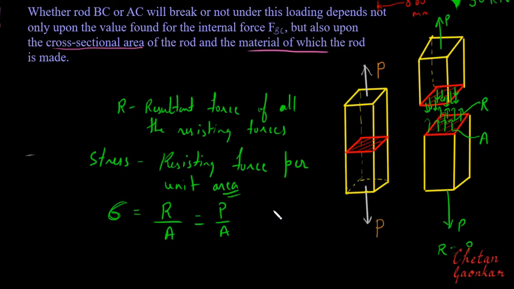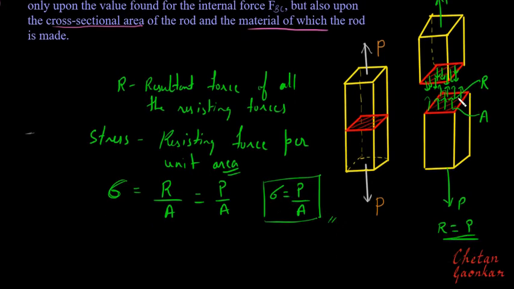So this is the definition of stress. So stress I can call it as P by A. All right, because in this case it turns out that the resultant resisting force R will be equal to the applied force P, and that is why I can further simplify this definition of stress, or the expression of stress, as sigma is equal to P by A.